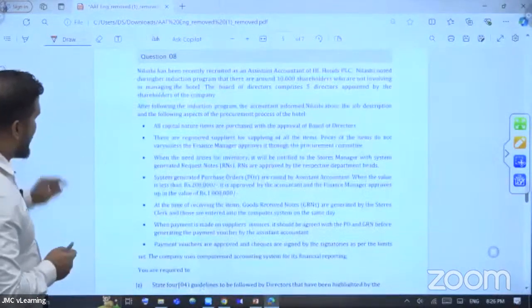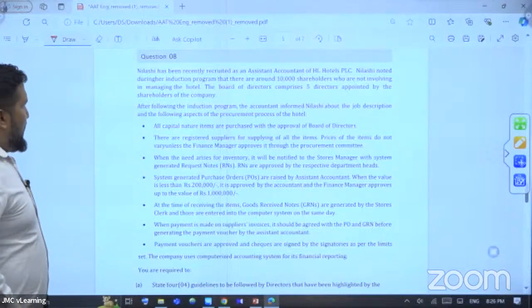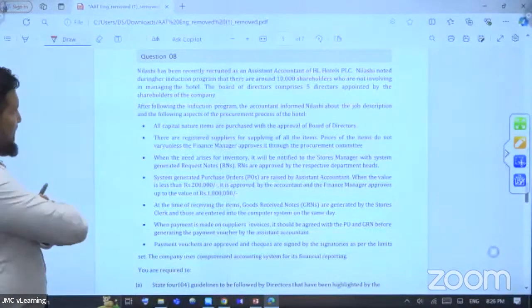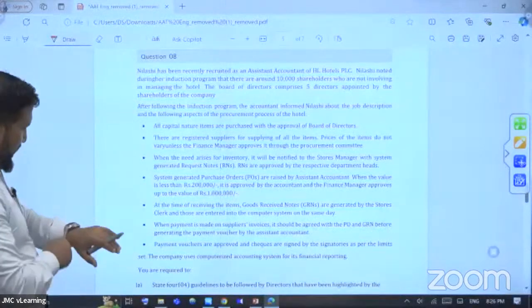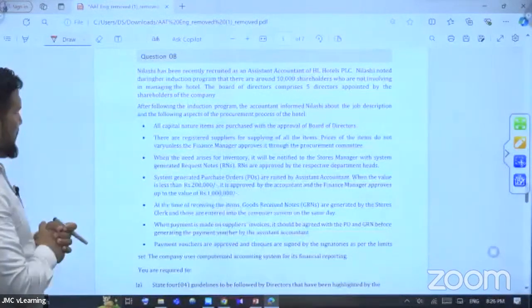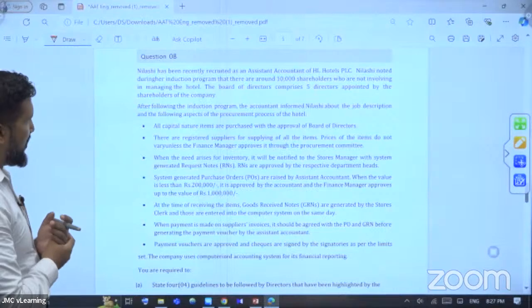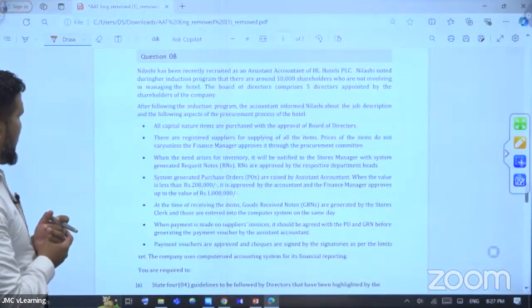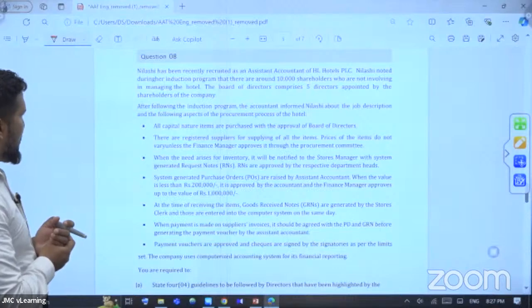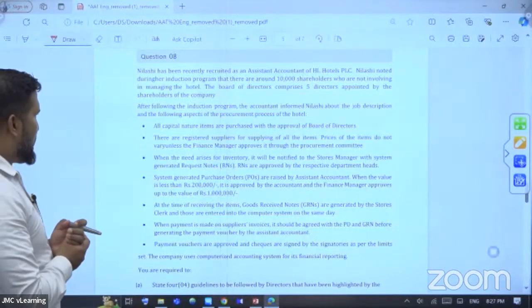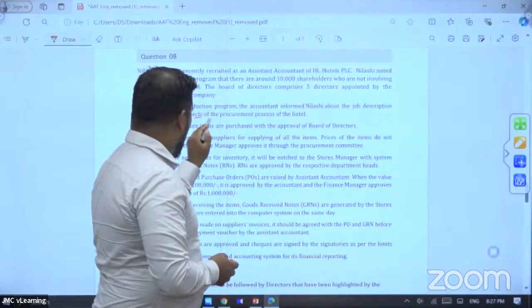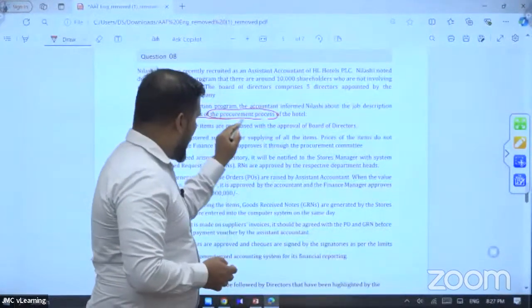Right, so we'll read and see. Nilakshi has been recently recruited as an assistant accountant of HL Hotels PLC. Nilakshi noted during her induction program that there are around 10,000 stakeholders who are not involved in managing the hotel. The board of directors comprises 5 directors appointed by the shareholders of the company. After following the induction program, the accountant informed Nilakshi about the job description and the following aspects of the procurement process of the hotel. So they are going to talk about the procurement process.